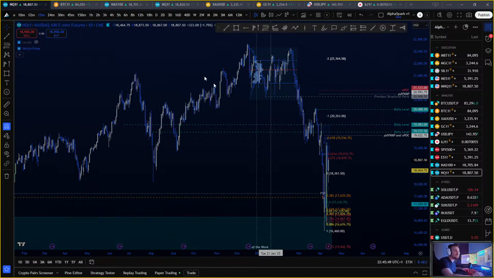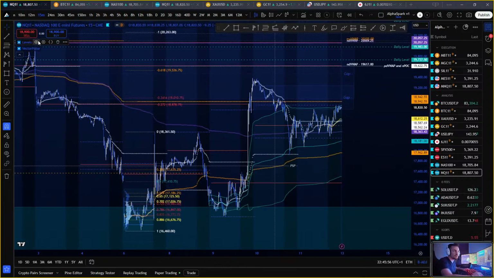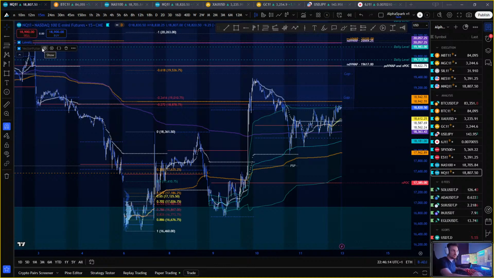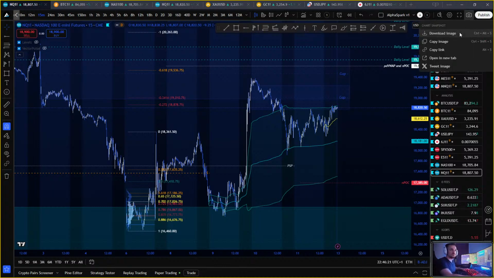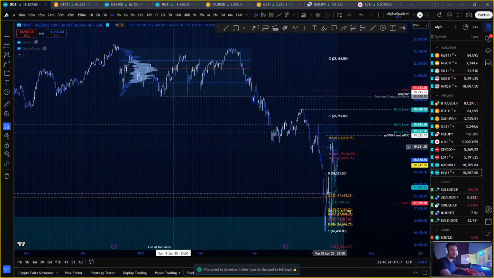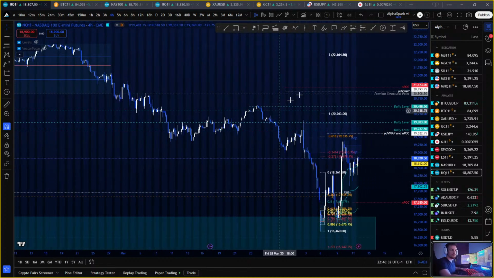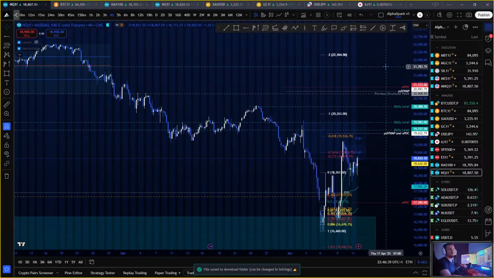So I'm just gonna take a screenshot of the 15-minute chart. Let me mark out this naked point of control here. And that's it. I'm not interested in anything else. Okay, download. Let me do the 4-hour. And download. And that is it, guys.